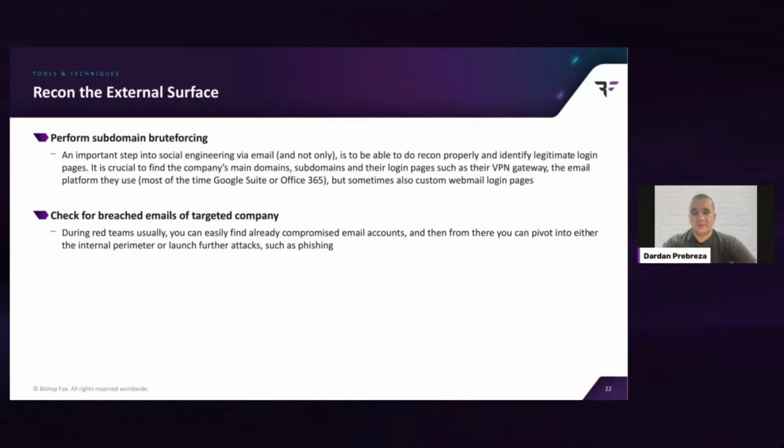And then, as you know, it is difficult to find an account that hasn't been part of a past breach of any third-party service. So always check for breached emails of the targeted company. During red teams, usually you can easily find already compromised email accounts. And from there, you can pivot into either the internal perimeter or launch further attacks such as phishing. And sometimes even if the credentials don't work, the emails you find are a good step into the information gathering.